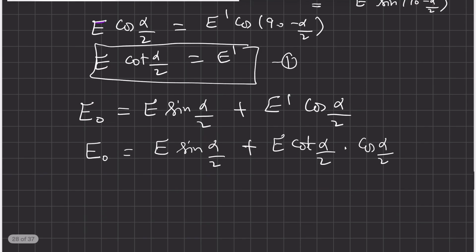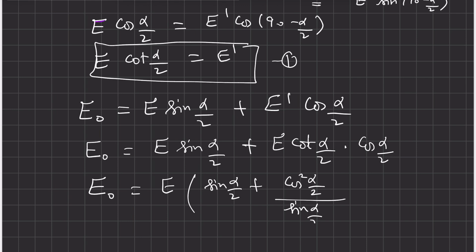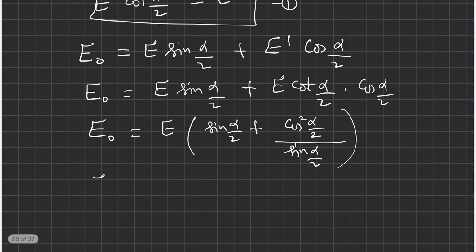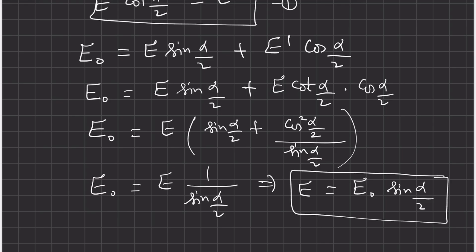So if we do a little bit of simplification here, I can take E common, so sin alpha by 2 plus cos square alpha by 2 divided by sin alpha by 2. If we do the math, E naught equals E times sin square alpha by 2 plus cos square alpha by 2, which is equal to 1, so it becomes 1 upon sin alpha by 2. So E will be simply E naught sin alpha by 2.